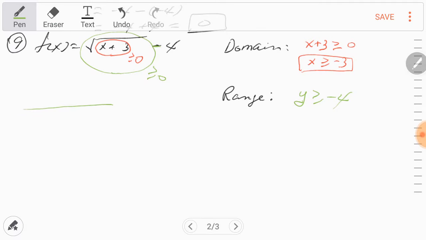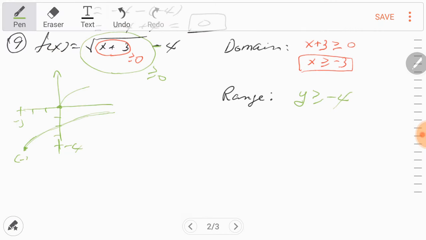We know the graph of this, right? This is a translation of the square root to what? 3 to the left, and then 4 down, right? 3 left, 4 down. Then this is gonna be something like this, right? Something like this. So this is -3, -4. So x is greater than or equal to -3, and then y is greater than or equal to -4, right?